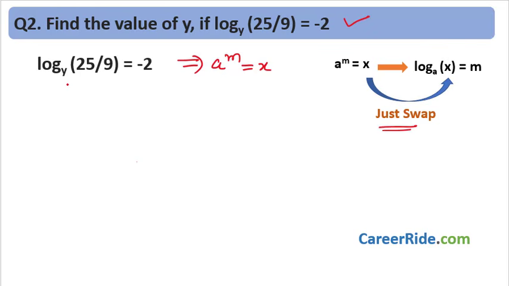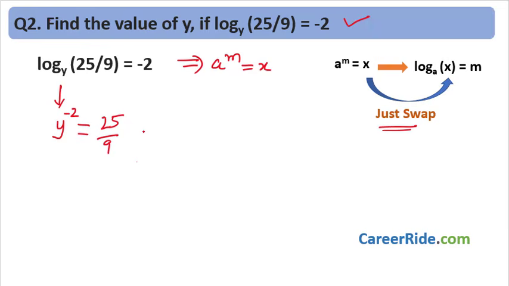So come to the log that is given to you. The base here is y. So my base, if I try to convert into exponents, still remains y. And the next thing that we learned was that the other two things, m and x, just swap their positions with respect to the equal to sign. Minus 2 is on the RHS right now in the log that is given to me, right? So I'll bring it to the left hand side and the other thing the other way around. So y to the power minus 2 is equal to 25 upon 9 is what I get in the exponents form, right?